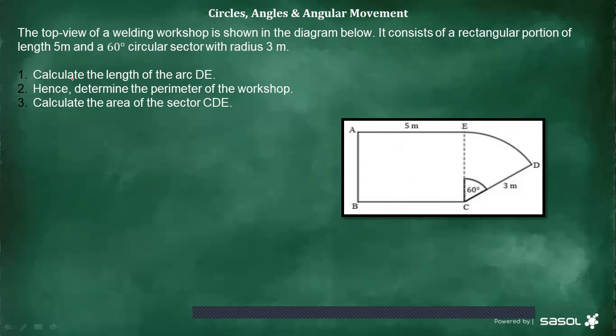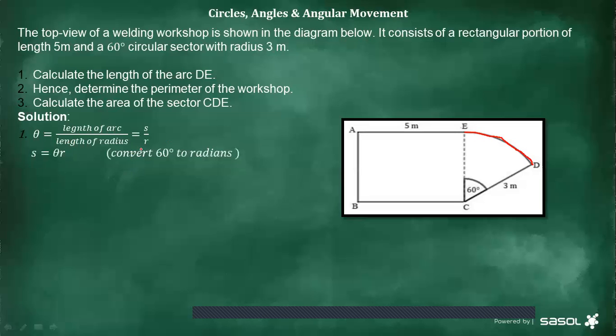The first question that we have to address is to calculate the length of the arc DE. We are looking for the arc length now. This is the length that we are looking for, DE. So we'll be calculating the arc length. Remember the formula to calculate that. Let's see. That is the formula that we are going to use: theta equals the length of arc divided by the length of radius.